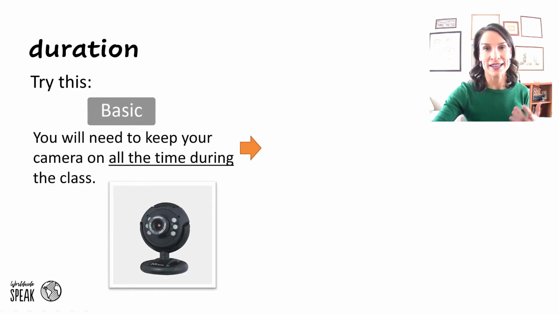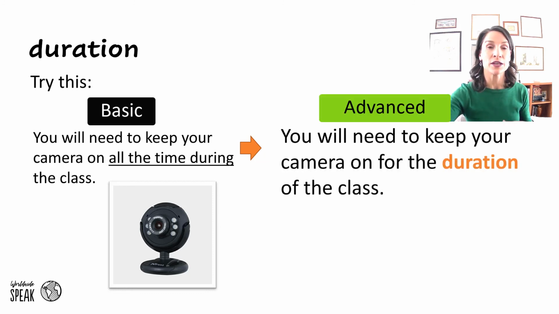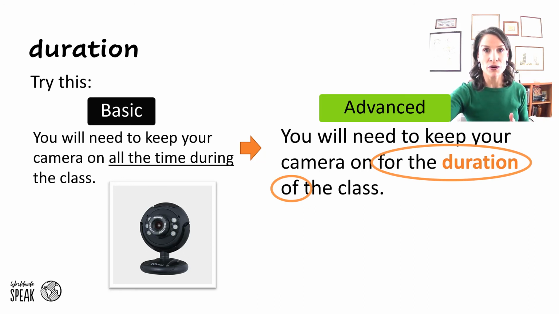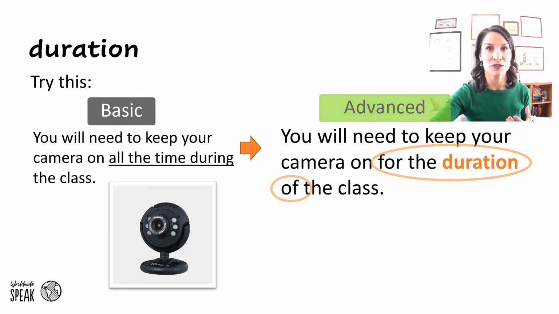So let's rewrite this sentence using duration. You will need to keep your camera on all the time during class. Okay? Much more advanced sounding if I write it like this. You will need to keep your camera on for the duration of the class. And notice that I'm using this combination again, for the duration of. It's a pretty common combination of prepositions with the word duration.